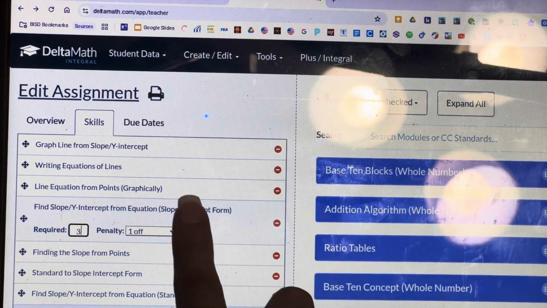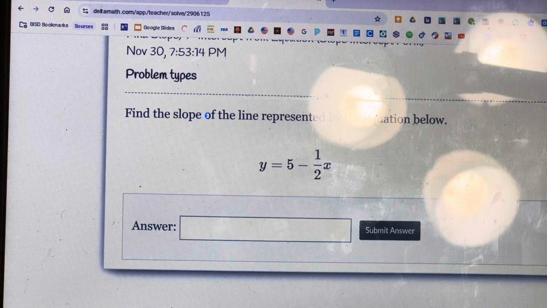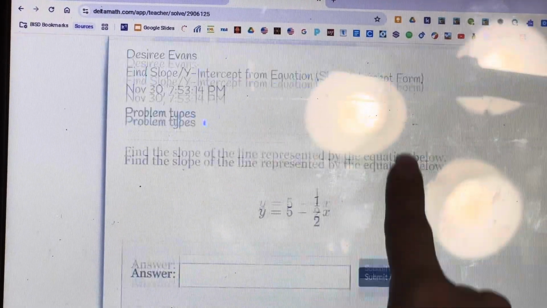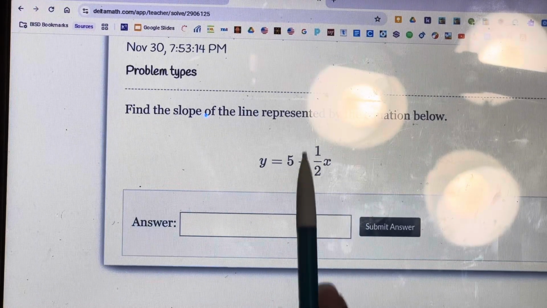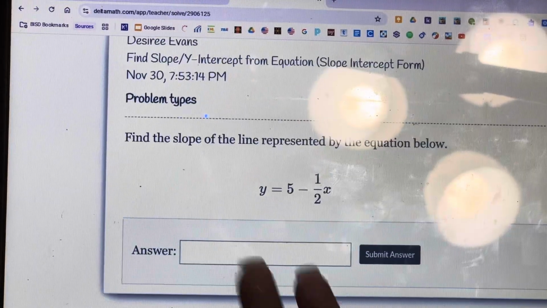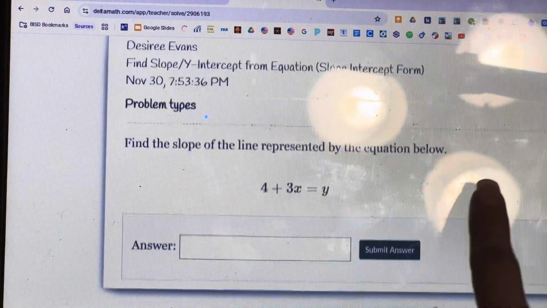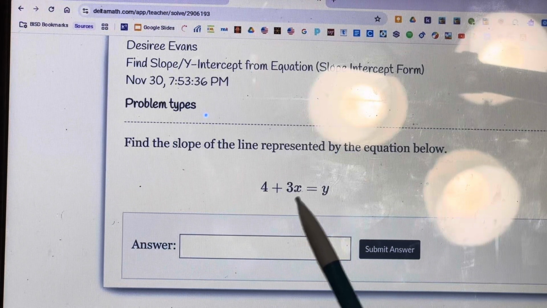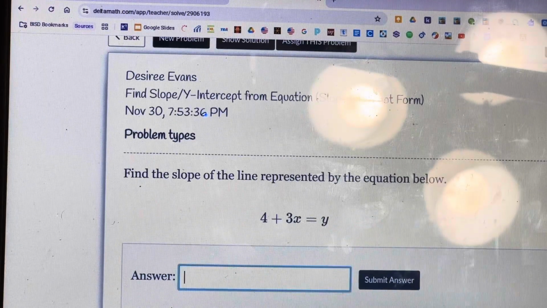Okay, a couple more. Find the slope of the line represented by the equation below. Slope is always the value in front of x, as long as you have it in y equals format. So since there's nothing with y, my slope is here, so it's going to be -1/2. Okay, again, y is by itself on one side of the equation. Therefore, my slope is the coefficient with x. In this case, it is 3.